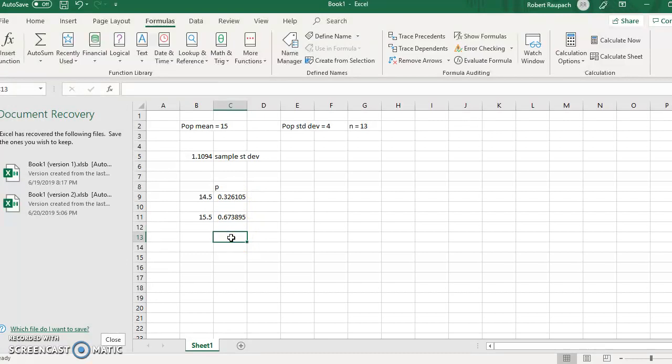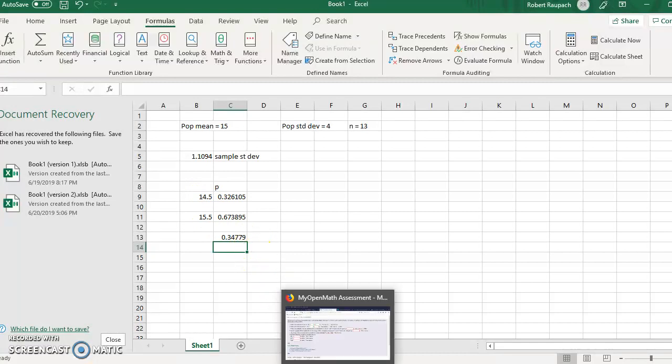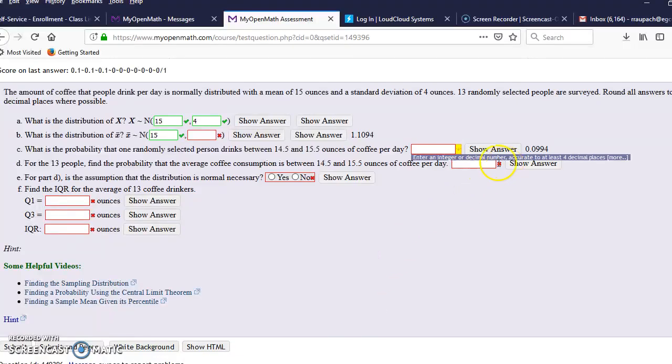So I'm just going to let Excel do everything for me. I'm lazy, right? So equals this minus this. And there is my answer for the p-value for the probability between 14 and a half and 15 and a half. And hopefully when I go over there, it'll give me 0.3478, correct? 0.3478. There we go. See, 0.3478.